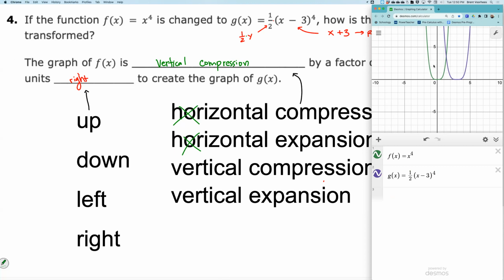Visually, it looks wider, but we didn't actually change the x's. What we did is we multiplied the y's by half. We've actually squashed it downward, and it just appears to be wider. But the correct answer is vertical compression. So how would you know that?